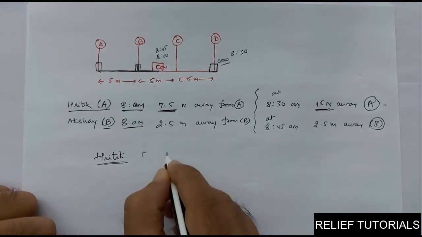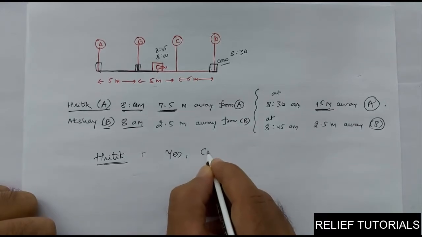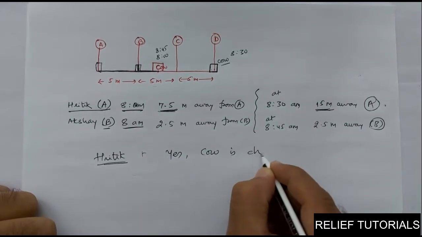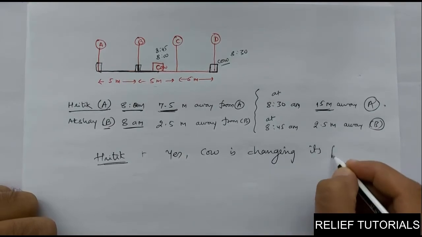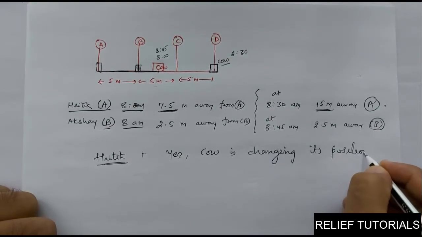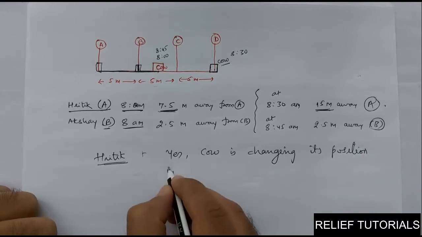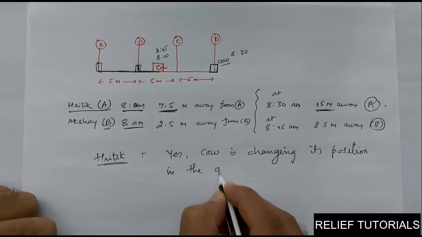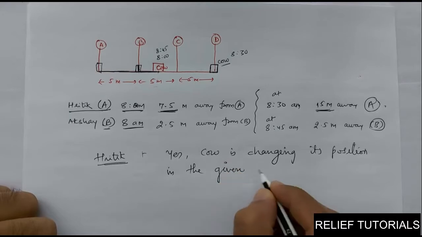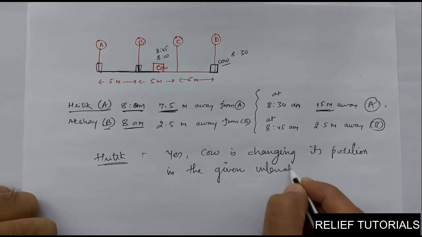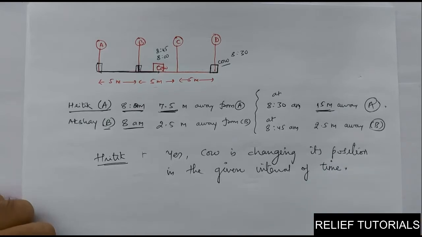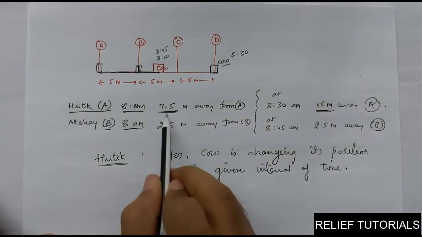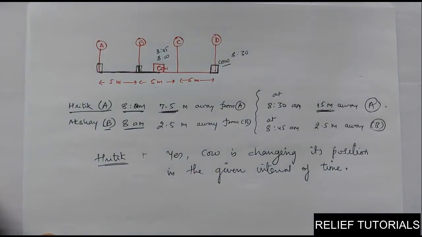What will Ritik say? Yes, the cow is changing its position in the given interval of time. So in the given interval of time, according to Ritik, the position of the cow has changed.